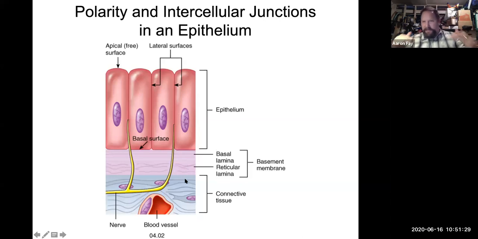So basal means base or bottom. Reticular, you're going to see this word a lot in this class.